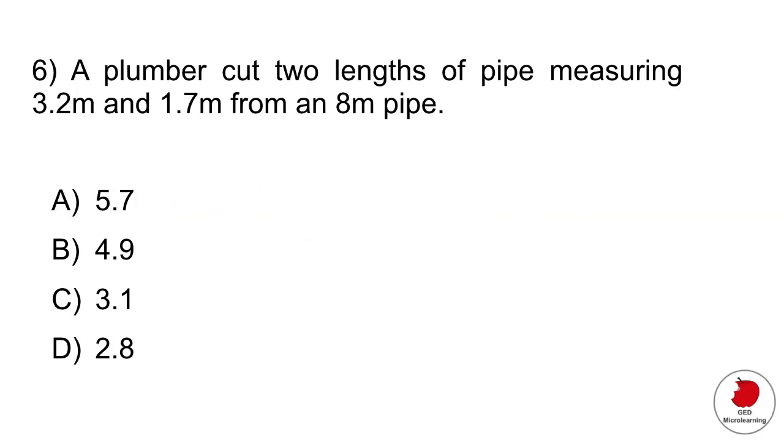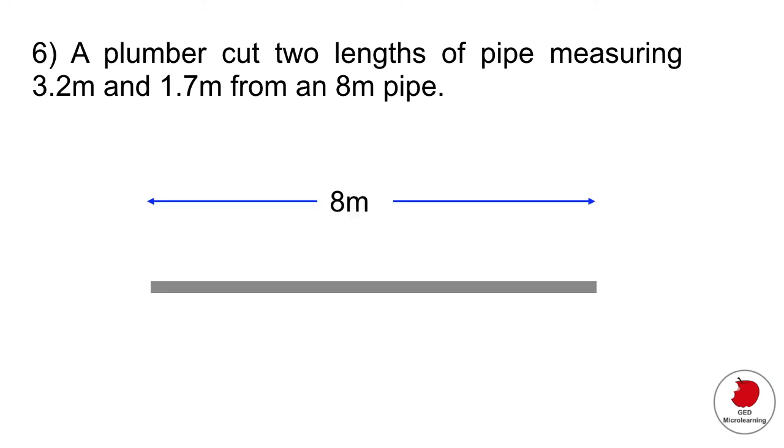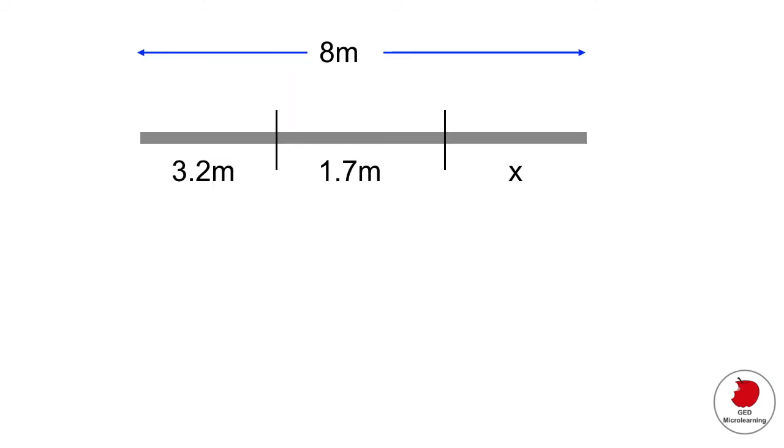All right, so we're going to move on to the next section, which deals with decimals and fractions. So the question reads, a plumber cut 2 lengths of pipe measuring 3.2 meters and 1.7 meters from an 8-meter pipe. If we were to represent that with a picture, that's the pipe they give us, which is 8 meters, and then one chunk is 3.2, the other one is 1.7, and essentially all you have to do is find x. Okay, so this would be pretty straightforward.